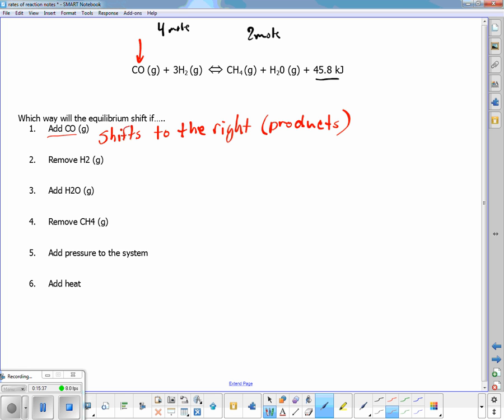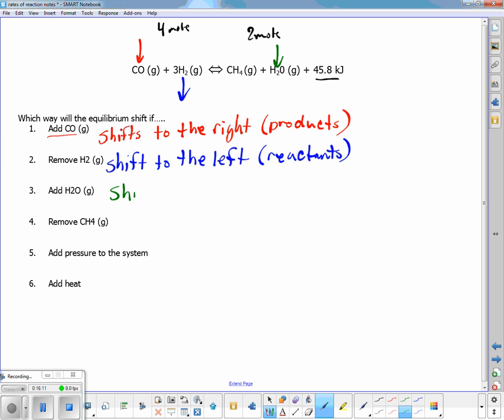Okay, now this time, the next time here, I'm going to remove H2. I'm taking this guy out. Making a hole. So I'm shifting which direction? And what's that called? Reactants. Okay, now I'm going to add H2. Making a pile. Okay, I'm going to shift to the left. Good.